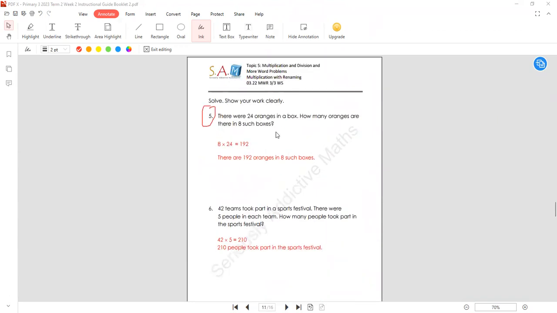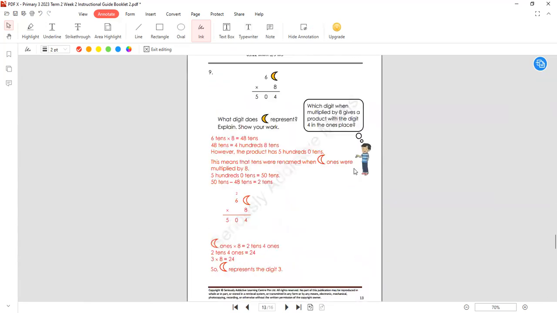8 times 20, there were 24 oranges in the box. How many oranges are there? So they have the right equation, and then they have to write the statement. If they don't write in full sentences, at least they've got the right 192 oranges. Okay, put an answer there so that we know that's the answer they're looking for. Right, answer. The minimum requirement, right? I will not accept 192. Minimum requirement, get them to write 192 oranges. It's very difficult to write using my mouse, so I will just not do that.